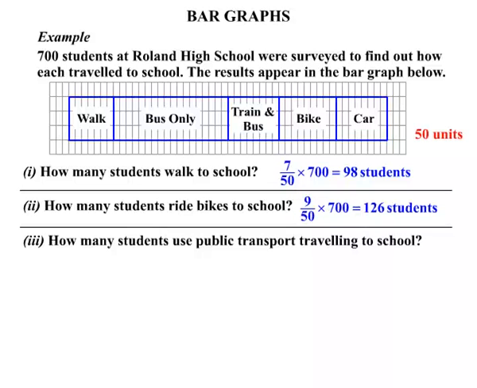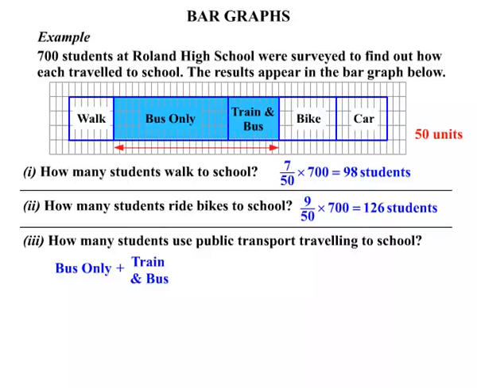Now how many students use public transport travelling to school? Well, that's a combination of the bus and there's a train and bus. So some people catch the bus only, others catch train and bus. So the bus only plus the train and bus, we measure that. We find there are 26 units across. So 26 out of the total of 50. So 26 on 50, a little more than a half, isn't it? So we then multiply by the 700 students. And when we do that calculation, we get 364 students.